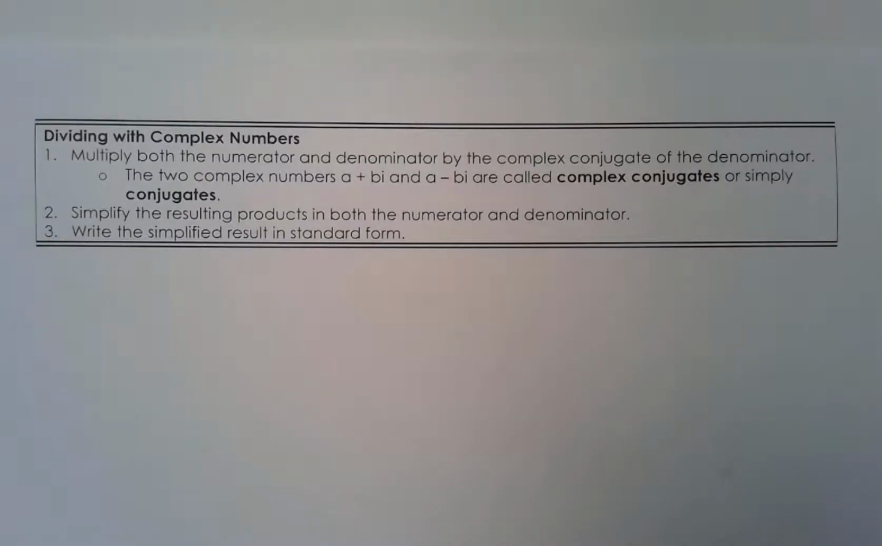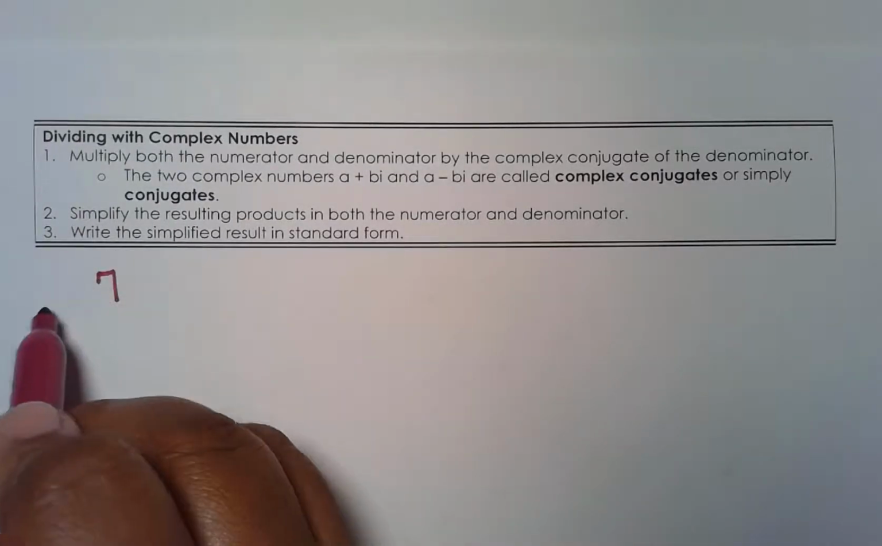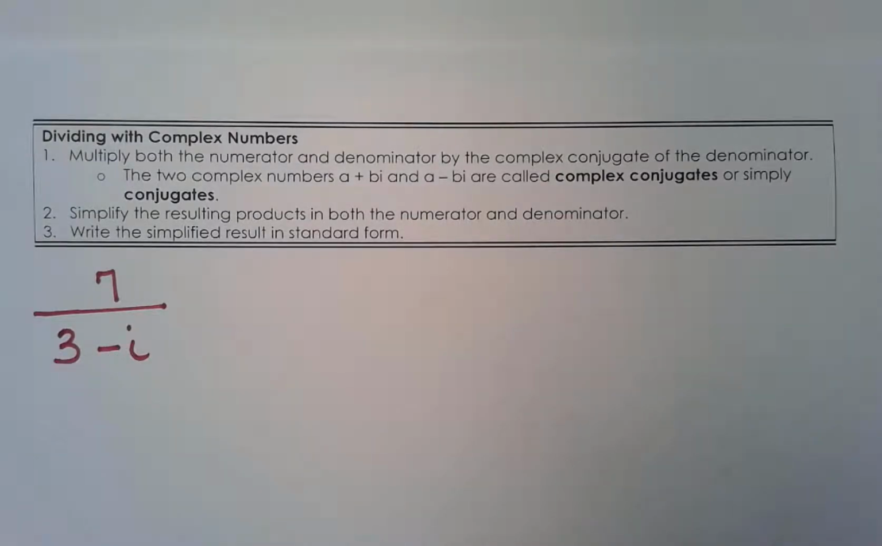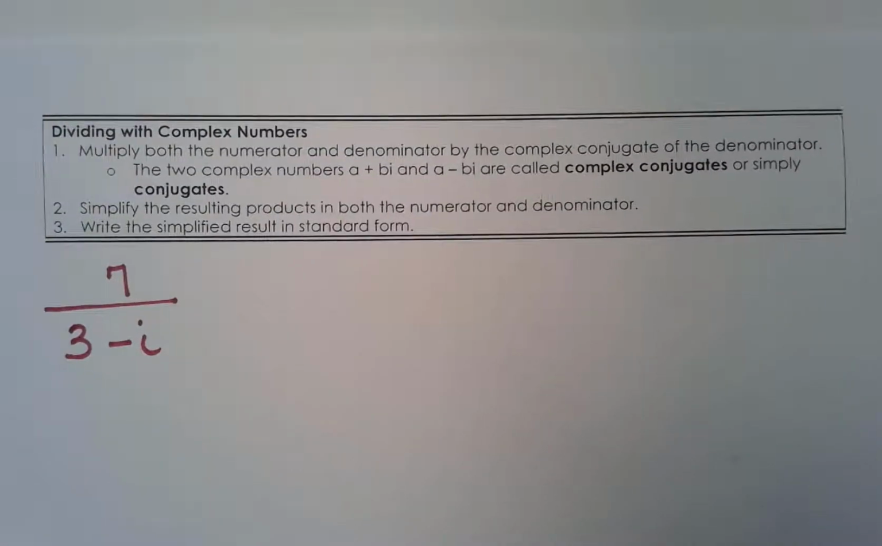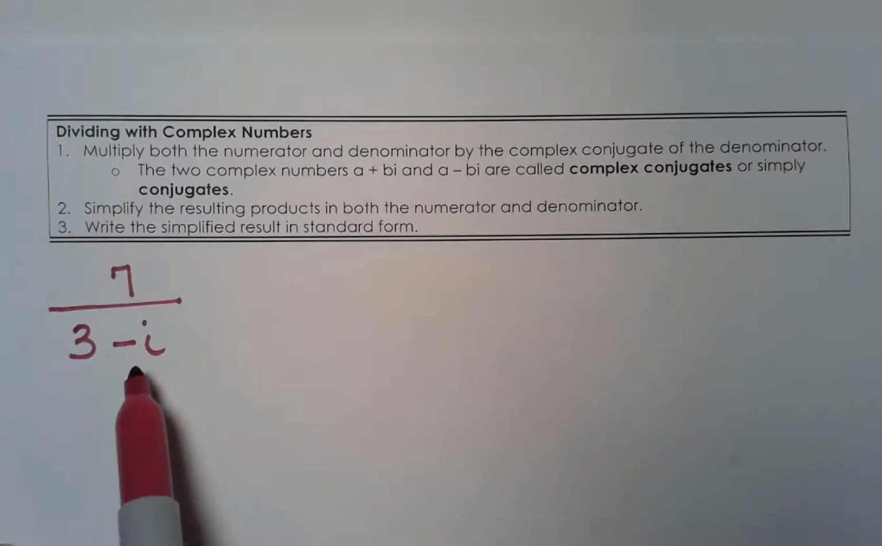All right, so we're going to look at how to divide with complex numbers. So here we have an example: 7 over 3 minus i, and we want to divide. In our denominator, we have a complex number, 3 minus i.